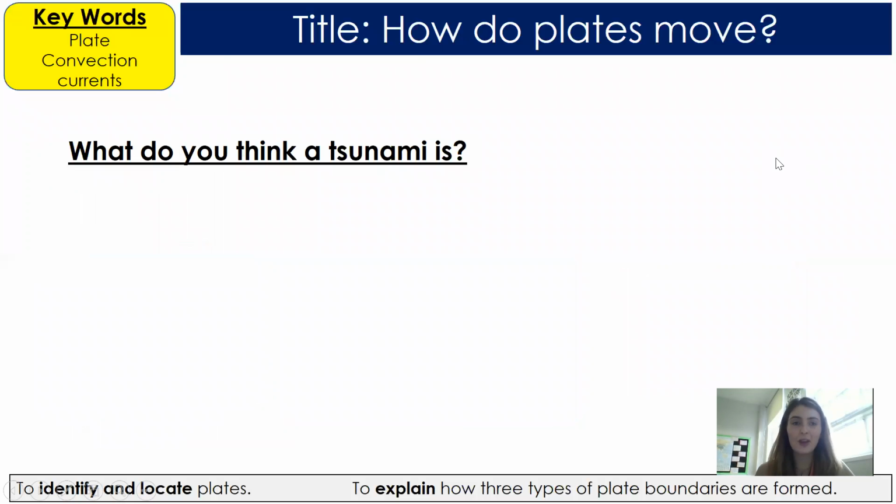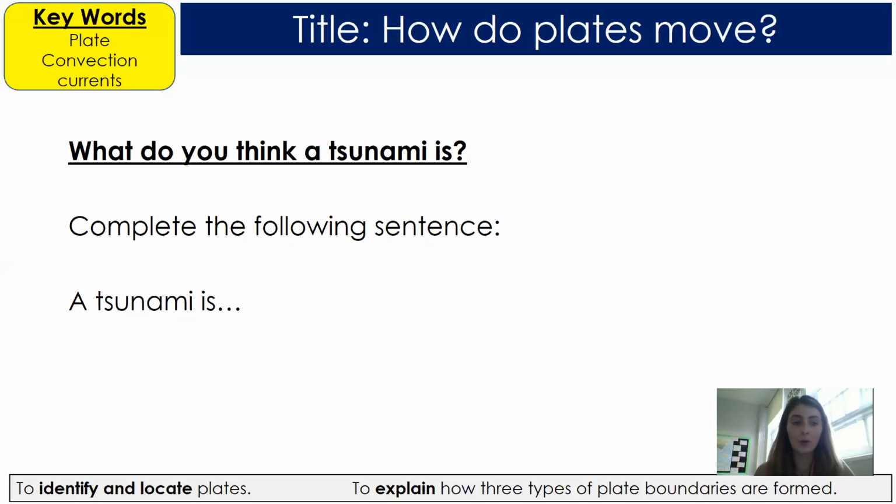Okay, so lastly, we've talked about plate boundaries, we've talked about volcanoes that could be formed on there, or earthquakes. I want you to have a little think about what a tsunami is. In your book, your piece of paper, whatever you're using to work on, complete the following sentence. A tsunami is, and give me a quick definition of what you think one is.